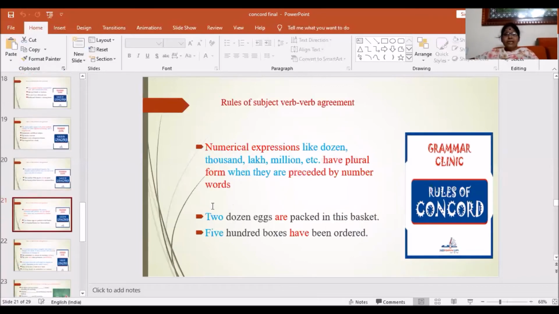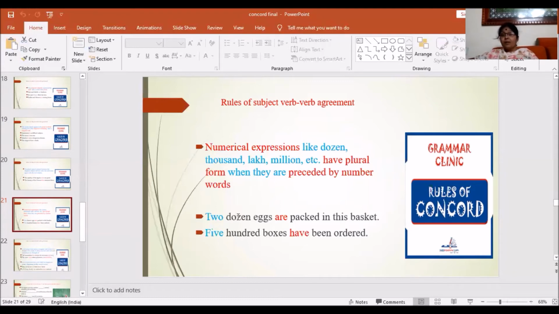Now, the next rule is that numerical expressions like dozen, thousand, lakh, million, etc. have plural form when they are preceded by number words. Once again, I'll tell the rule. Numerical expressions like dozen, thousand, lakh, million, etc. have plural form when they are preceded by number words.